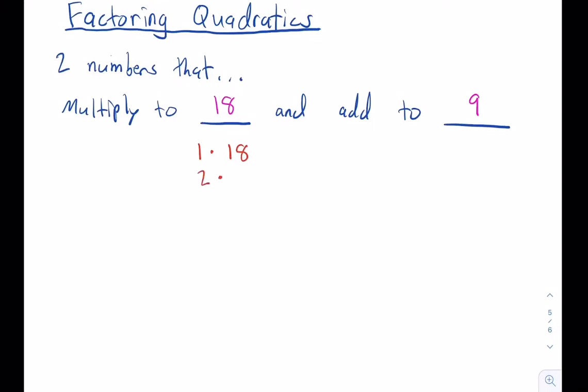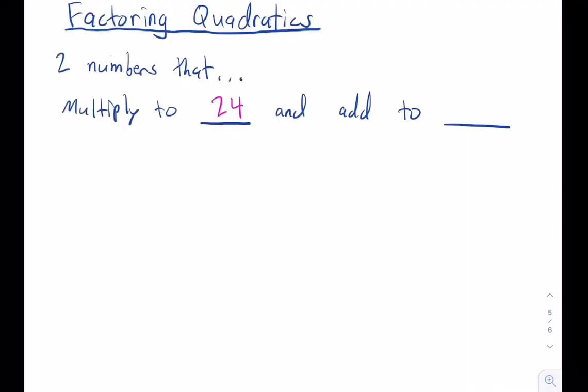Another one, 2 times 9. That would add to 11, but it multiplies to 18. Then you keep going. 3 times 6 is also 18, and 3 plus 6 equals 9, right? So your two numbers would be 3 and 6. 3 times 6 equals 18, and 3 plus 6 equals 9. Multiply to 18, add to 9. So that's one example.